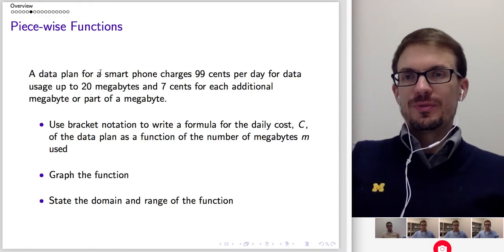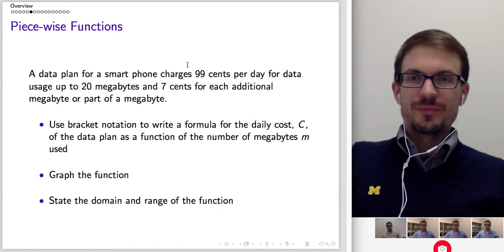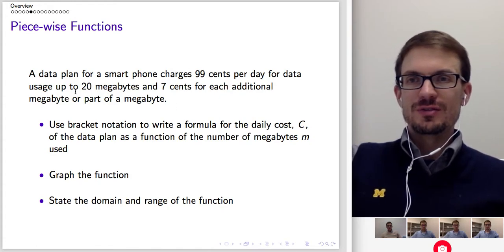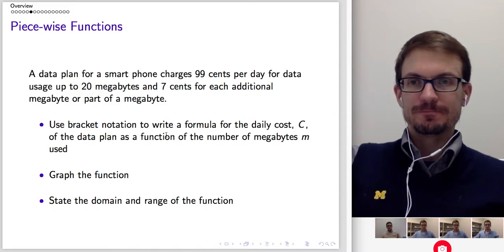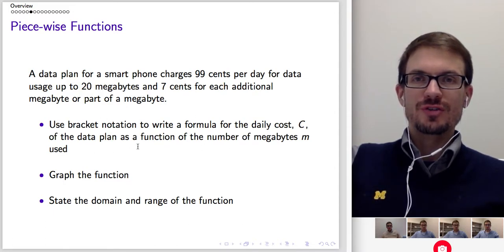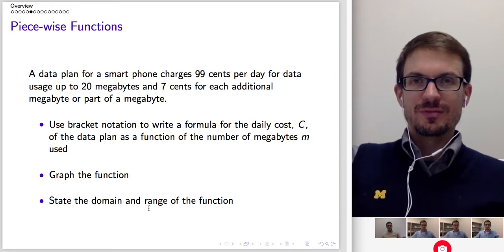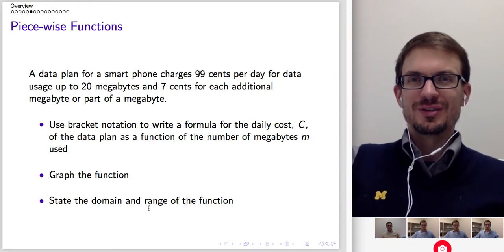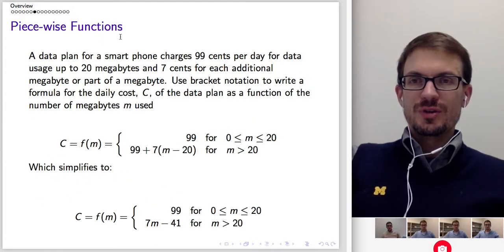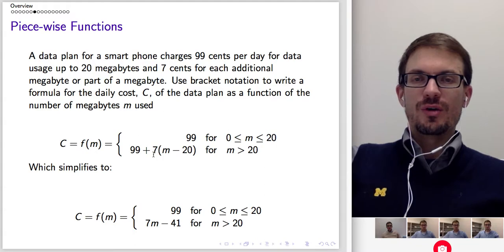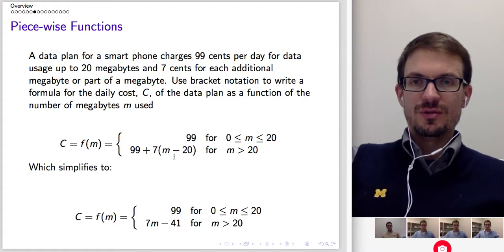Here's another example. Suppose we have a data plan for a smartphone. It charges 99 cents per day for data usage up to 20 megabytes, 7 cents for each additional megabyte or part of a megabyte. We can use bracket notation to write a formula for the daily cost C of the data plan as a function of the number of megabytes m. We can graph the function and state the domain and range of the function. Okay, I'll stop here and let you get a chance to do this on your own. And then we'll resume. So here is how we can organize this data into bracket form.